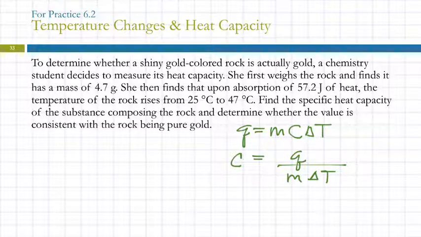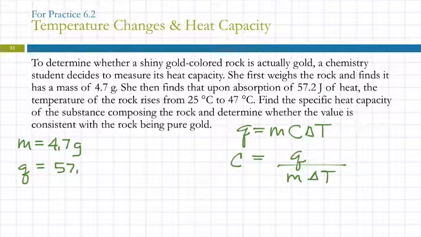So as we look through the problem, the first number we come to is 4.7 grams. That's the mass. So that's M. M is 4.7 grams. Absorption of 57.2 joules of heat. That's Q. Q is heat. It's absorbing 57.2 joules. That's positive because the heat's coming in.